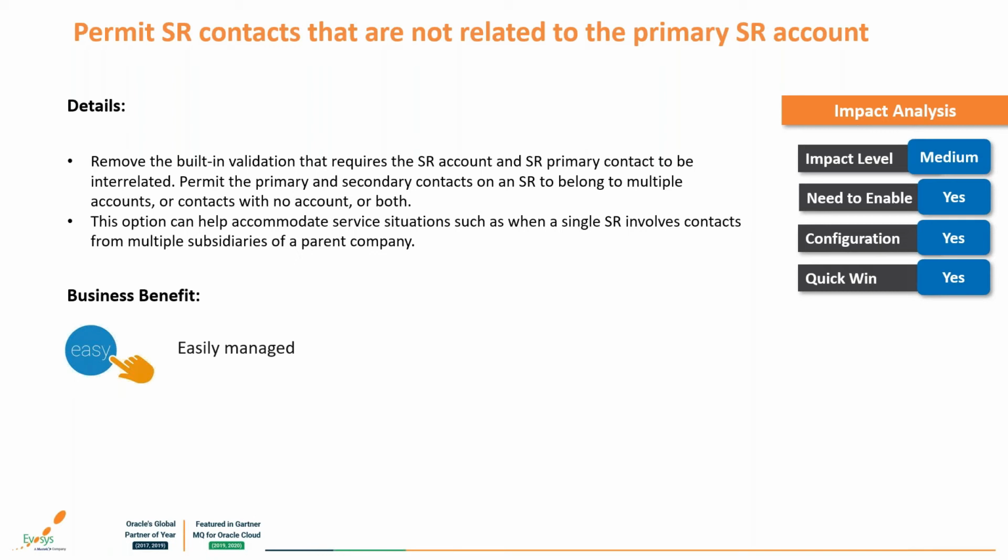So now you can permit contacts for a particular service request that are not related to the main service account. This gives information to all the people who want to have knowledge regarding the service request created. This option can help accommodate service situations such as when a single SR involves contacts from multiple subsidiaries of a parent company. Yes, this will make your work easier and it can be easily managed within our systems.